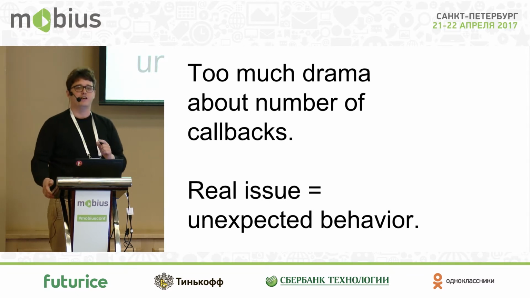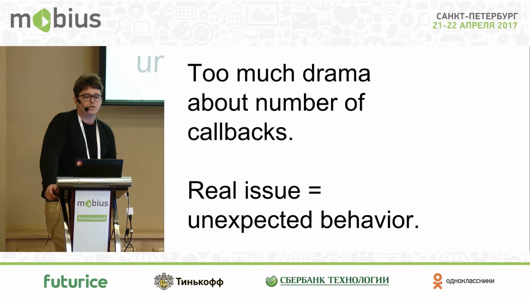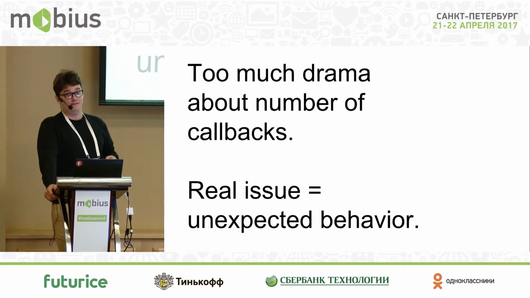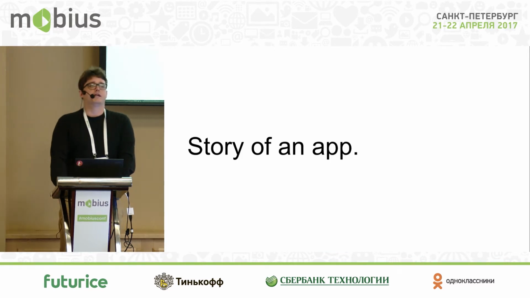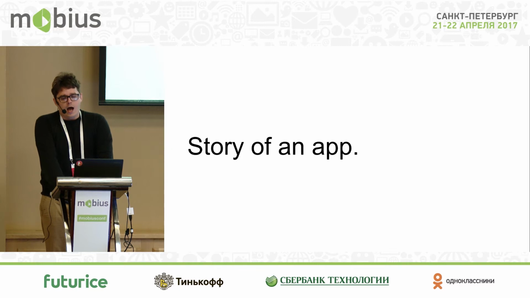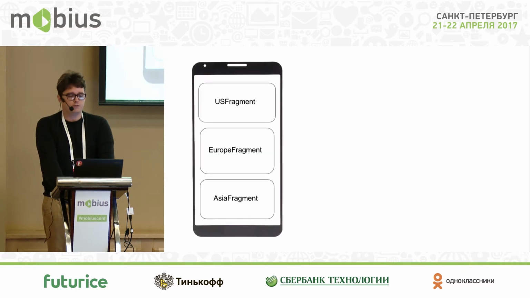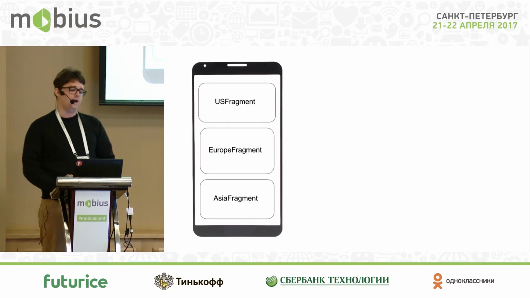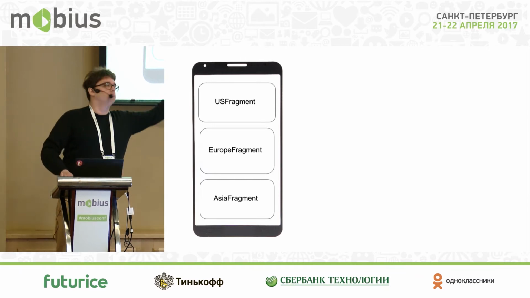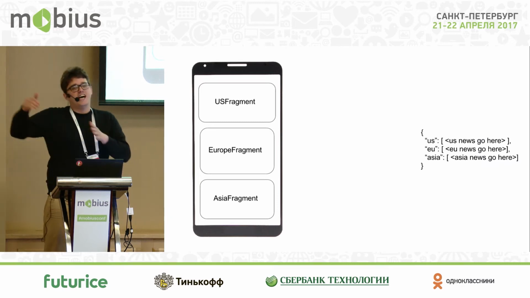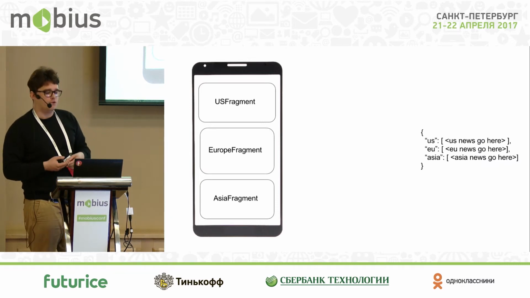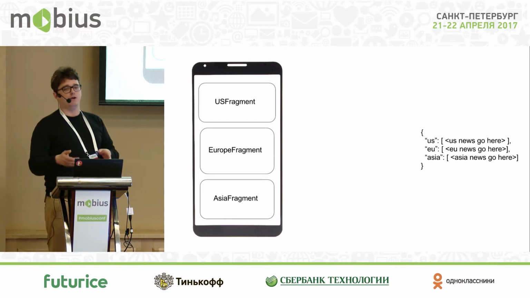However, the real issue that I found is the unexpected behavior of fragments and of those callbacks. So I'll tell you a story of an app that we were writing over the last couple of months. That was a news application, and we basically had a view structure that looked more or less like this. And on the other end, we had a single response from the API that was basically backing all those fragments, right?